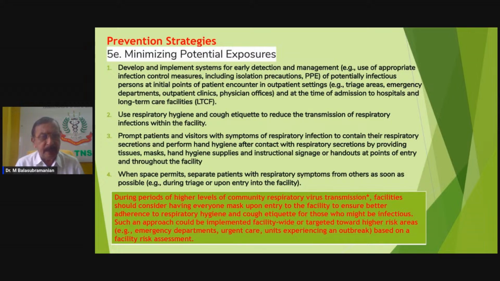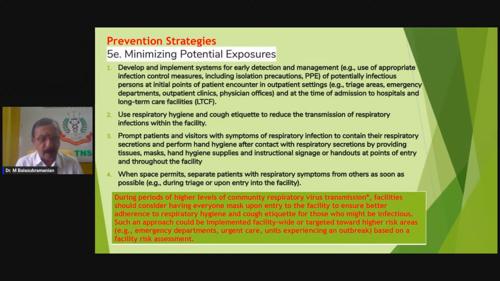Next one is minimizing potential exposures. Develop and implement a system for early detection and management. Example, use of appropriate infection control measures, including isolation precautions and PPE, for potentially infectious persons at initial points of patient encounter in outpatient settings. Example, triage areas, emergency department, outpatient clinics, physician office, or at the time of admission to hospitals and long-term care facilities.